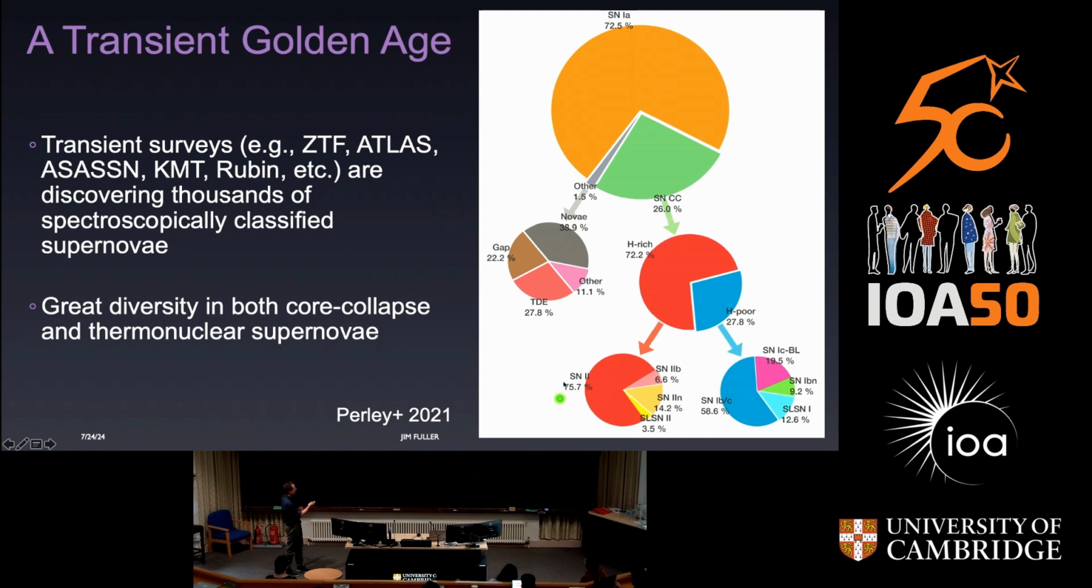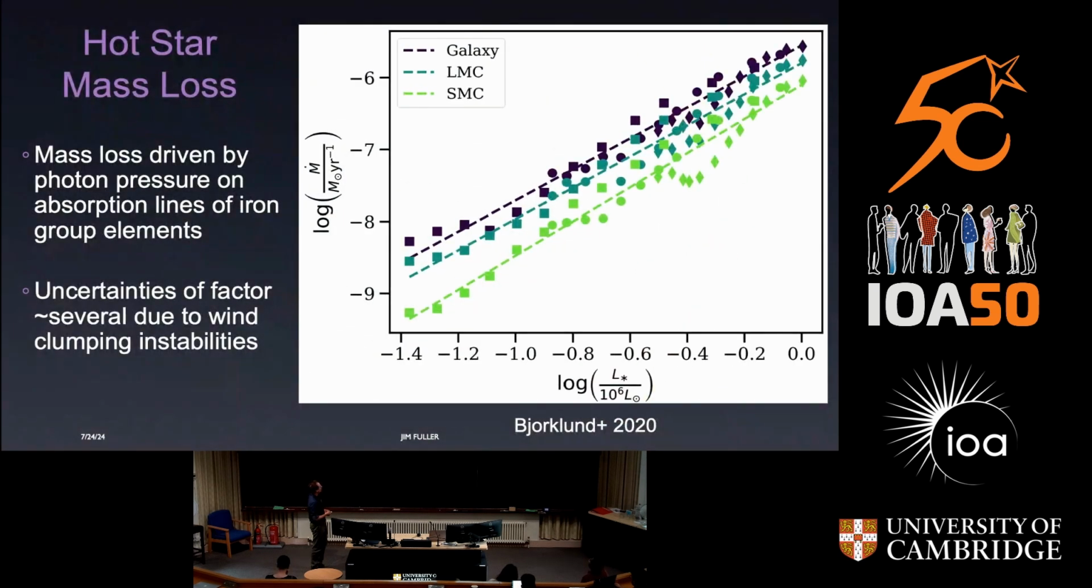In this talk, I'm going to be focusing on the most common type of core collapse supernovae, which are type 2P hydrogen-rich supernovae. These come from explosions of red supergiants. So I'm going to be talking about the mass loss of those stars. For hot stars, like main sequence O and B type stars, we understand to first order what the mass loss mechanism is. It's basically photon pressure on a forest of absorption lines produced by iron group elements. Basically, those elements are super Eddington and get blown off the star.